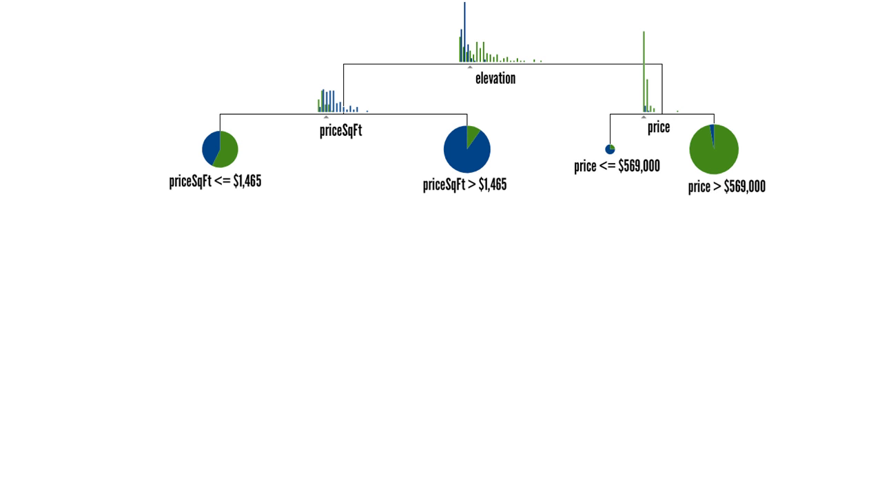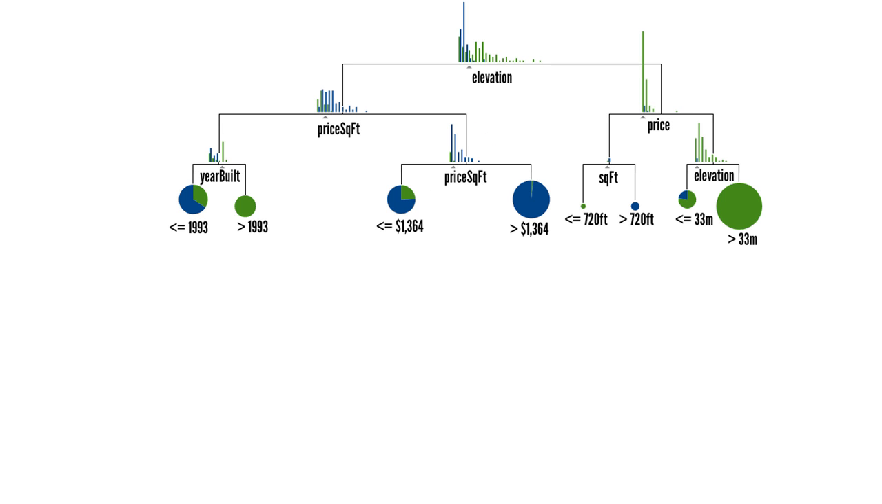For lower elevation homes, we split on price per square foot. And for higher elevation homes, we split on home price. None of these leaf nodes are pure, so we'll split all of them again. Now, 4 of our 8 nodes are one solid color, so they are pure, and we will not split those 4 again.